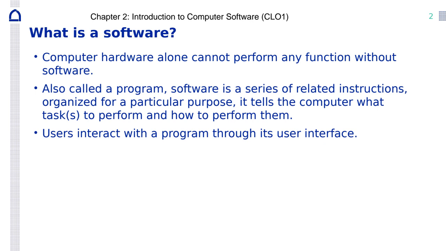Okay, what is computer software or a program? What is it? It is a series of related instructions to give us a particular output or for a particular purpose. So it is there for a purpose.